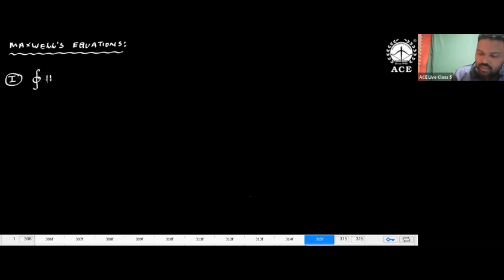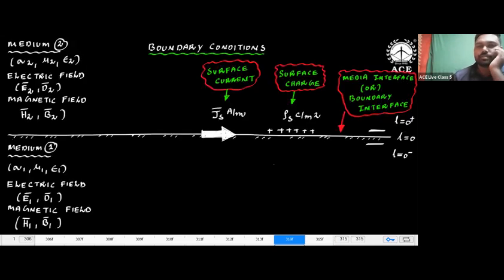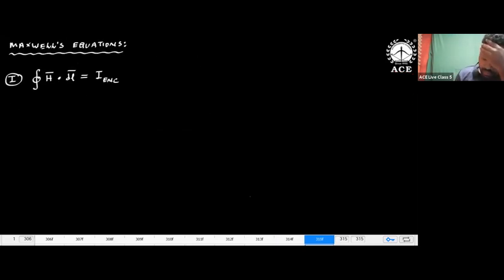Number 1: closed line integral of H dot dL is equal to I enclosed. So what kind of current can it have? It can have a conduction current. It can have a displacement current. For a boundary condition problem, there is a new current. What is that current? Surface current. Number 2.